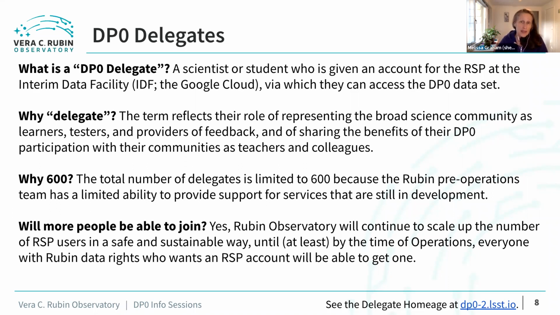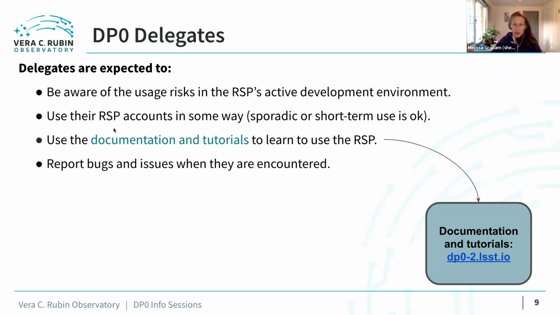The total number of delegates is limited to 600 because the Rubin pre-operations team has a limited ability to provide support for services that are still in development. Rubin Observatory will continue to scale up the number of RSP users in a safe and sustainable way, until at least by the time of operations, everyone with Rubin data rights who wants an RSP account will be able to get one.